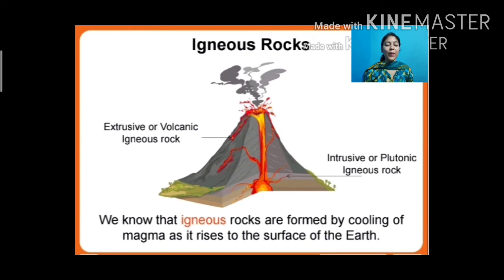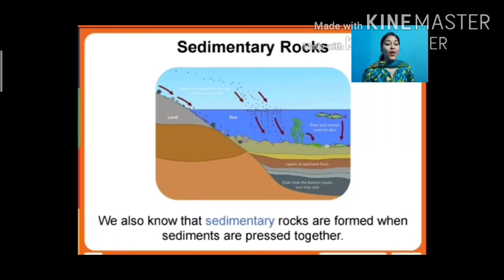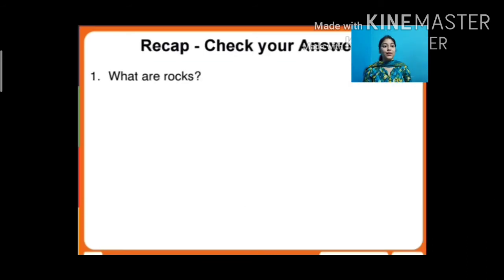Let us learn about igneous rocks. We know that igneous rocks are formed by the cooling of magma as it rises to the surface of the earth. We also know that sedimentary rocks are formed when sediments are pressed together. So now we have learned what igneous rocks are, how and where they are formed, and we have learned about sedimentary rocks. So let us recap what we have learned till now.